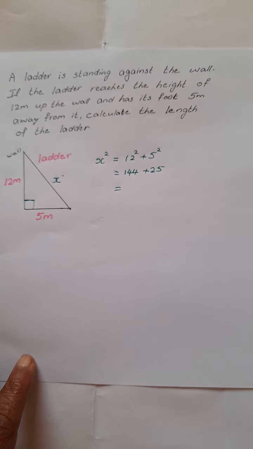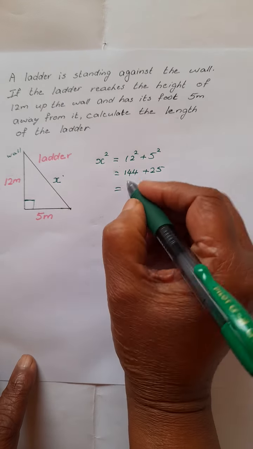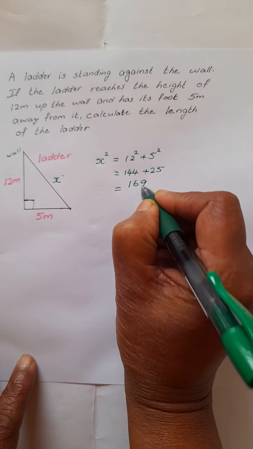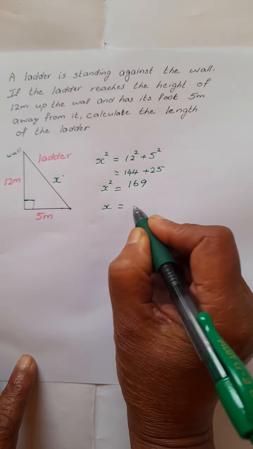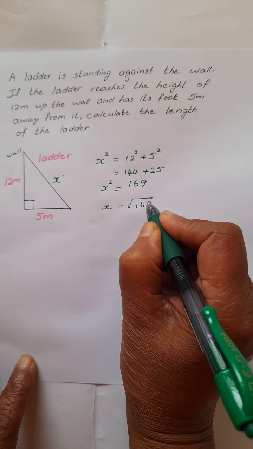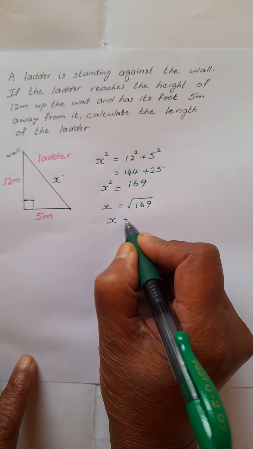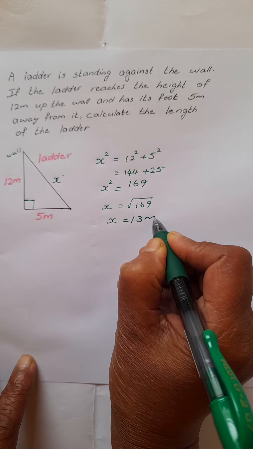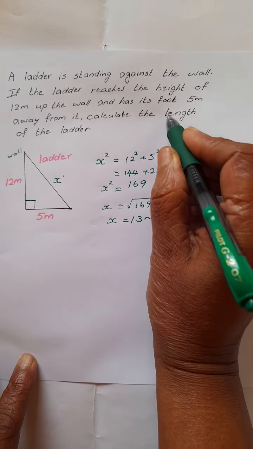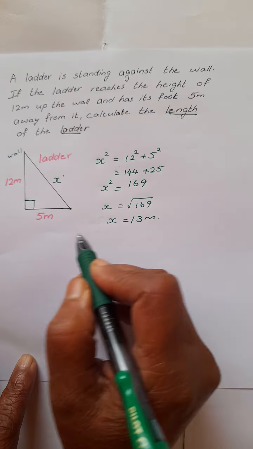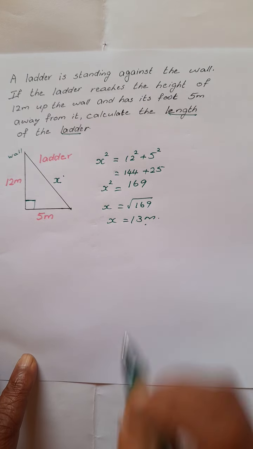That will give you 169. That is x squared. So x is equal to the square root of 169. X is equal to 13 meter. So what is our x? X is the length of the ladder. So the length of the ladder is 13 meter.